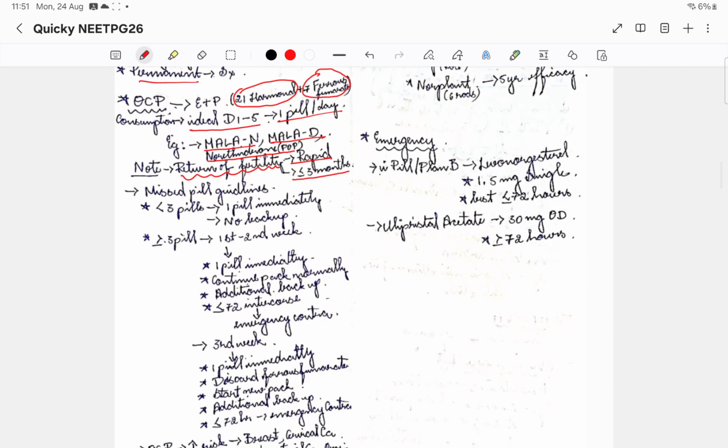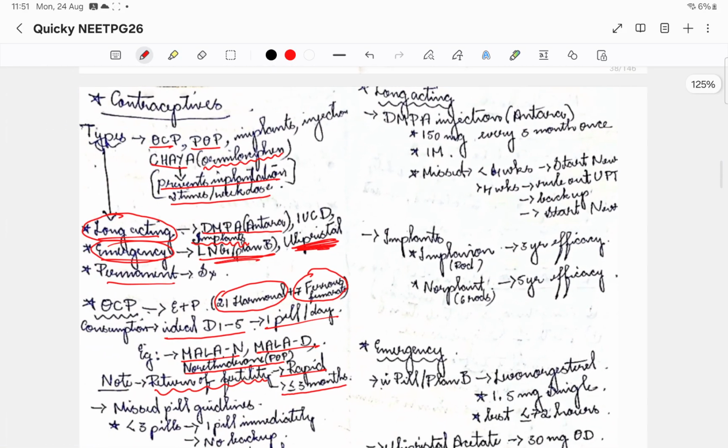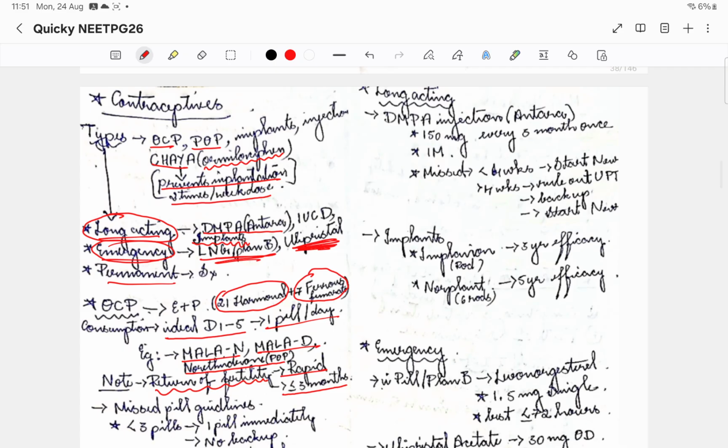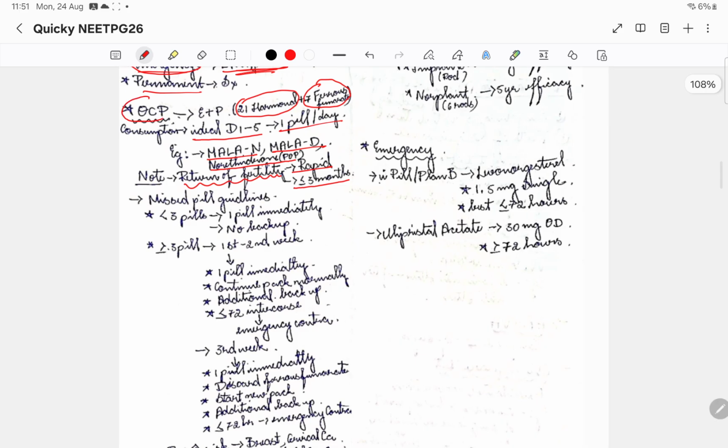But before that, let me tell you what the mechanism of action of these drugs is. Okay, we'll come back to mechanism of action. Let me finish off the missed pill guidelines here itself. This is with respect to the OCPs that we were talking about, right? So OCPs are what we are going to miss.